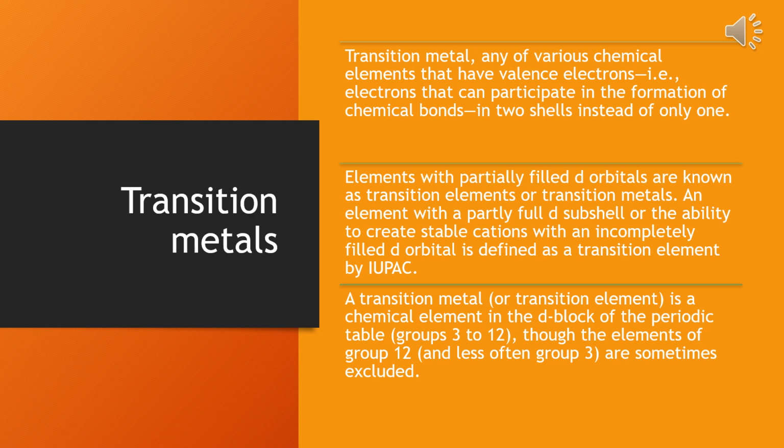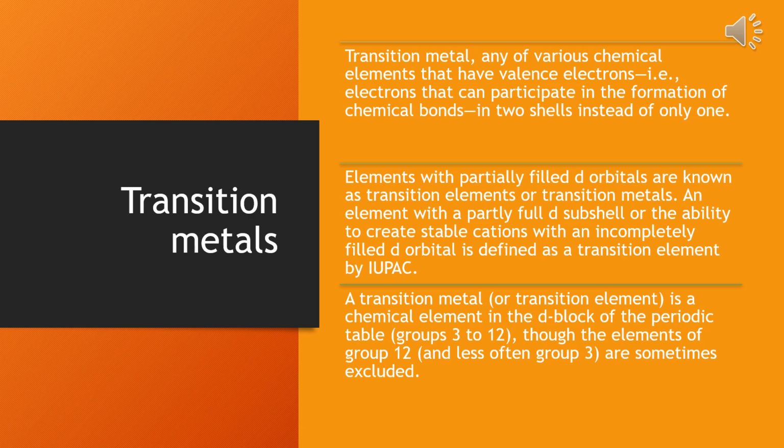Transition metal, any of various chemical elements that have valence electrons, i.e. electrons that can participate in the formation of chemical bonds, in 2 shells instead of only 1. Elements with partially filled d orbitals are known as transition elements or transition metals.